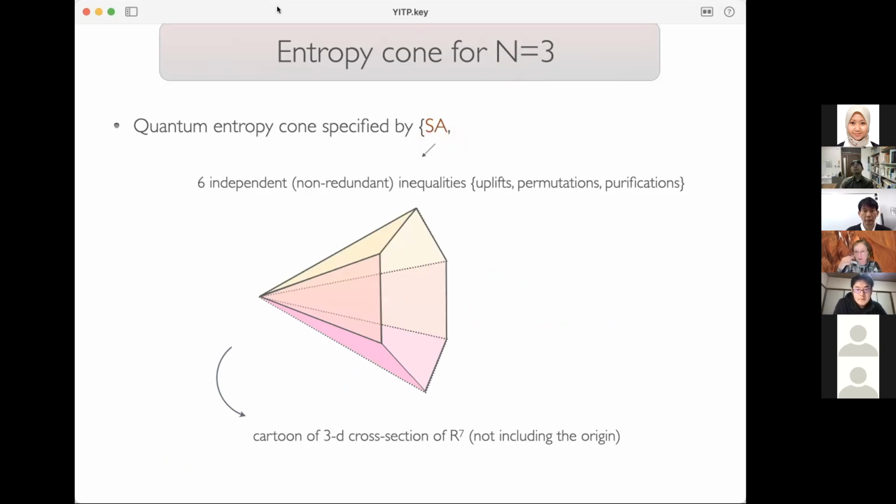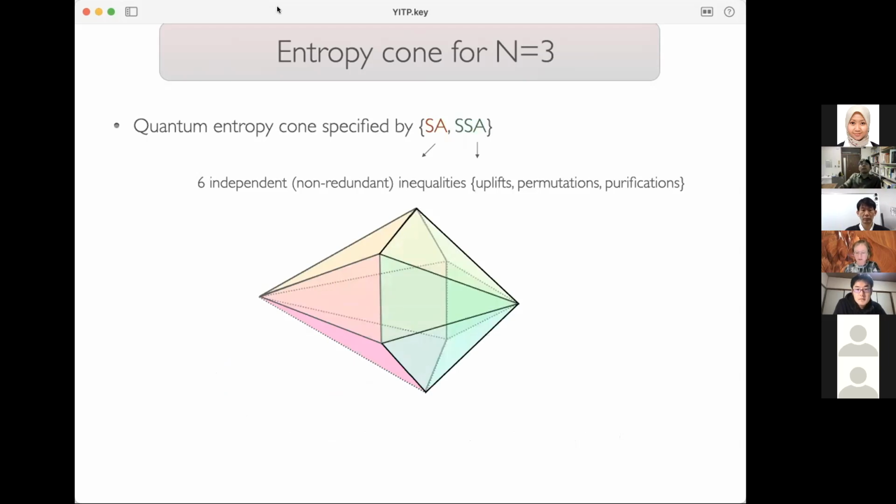subadditivity. Now we have various different instances of it, because you have 3 parties, so you can have subadditivity for A and B, A and C, and B and C, and the purification. So there's 6 such things. But there's more. There's also the strong subadditivity, and that provides additional facets.